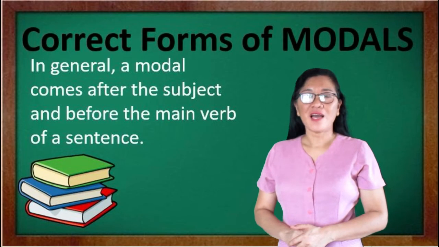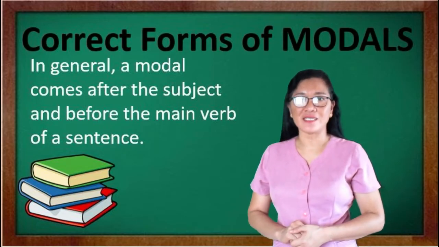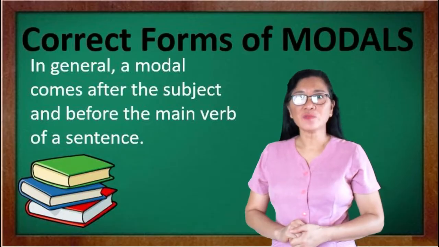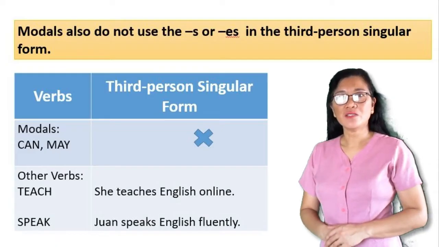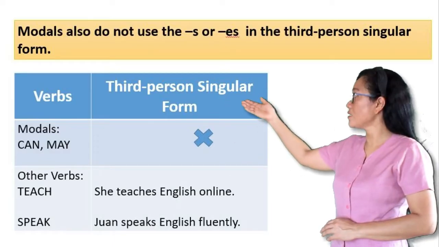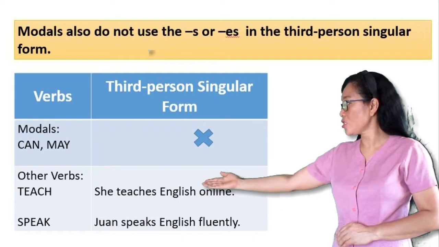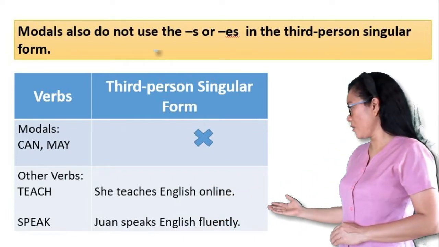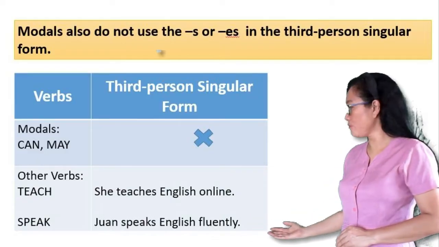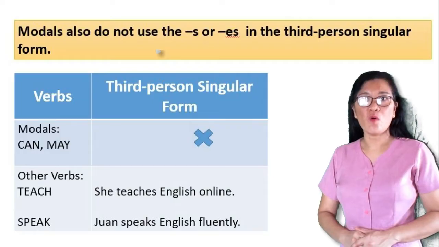In general, a modal comes after the subject and before the main verb in the sentence. A modal may also precede both the subject and the main verb. Modals also do not use the s and es in the third person singular, unlike other verbs like teach and speak. For example, she teaches English online and Juan speaks English fluently, so we cannot say she can teaches or Juan can speaks.